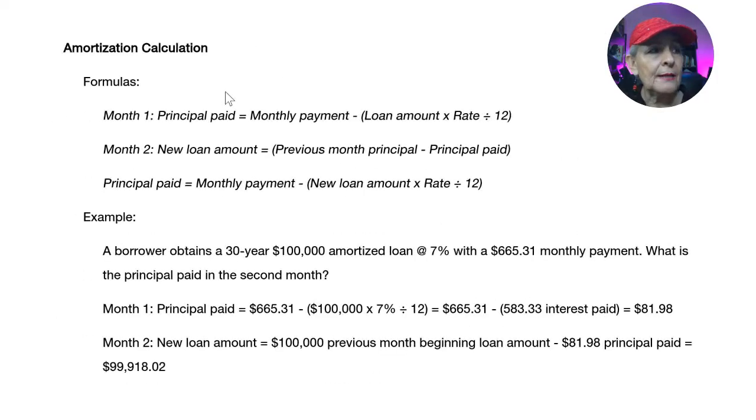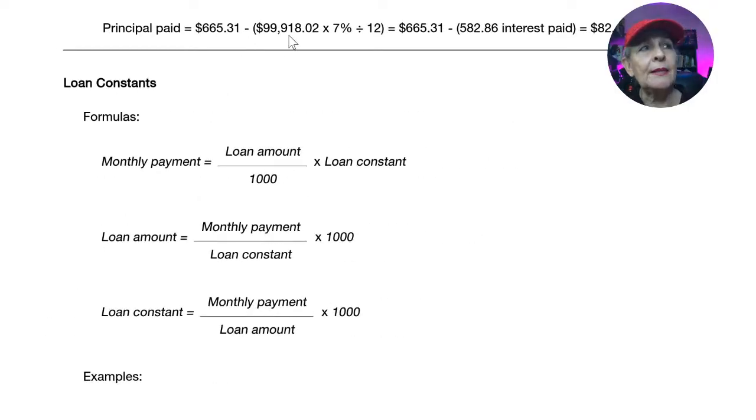So principal paid equals 665.31. Then that's for month 2, a new loan amount. Okay. So 99,918 times 7% divided by 12 equals 582.86 interest paid. 665.31 minus 582.86 equals 82.45.